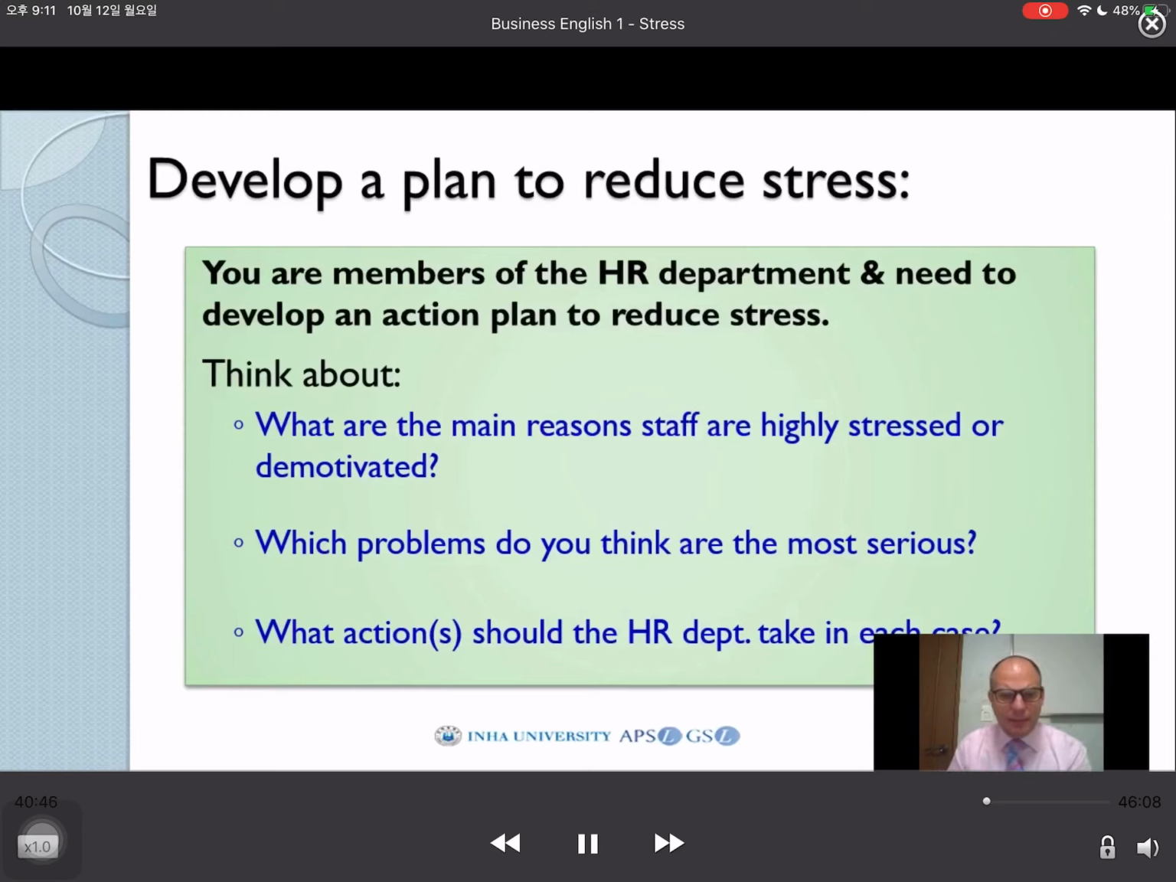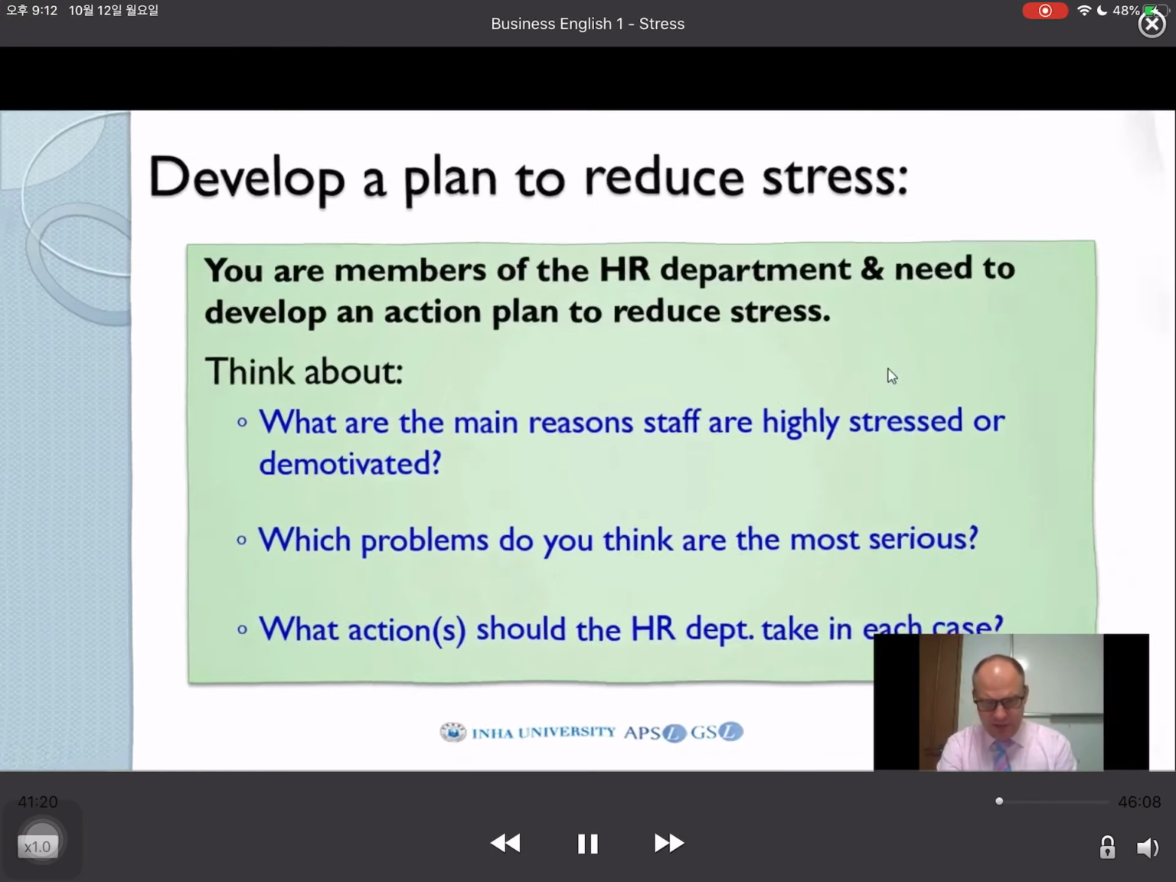while you're developing your plan of how to solve stress, maybe you want to tackle it company-wide, so a large-scale solution. Maybe you want to tackle it as a small-scale solution, so you're tackling the individuals. There are so many different ways you can do this, and how you do it is completely up to you. So develop an action plan to reduce the stress.